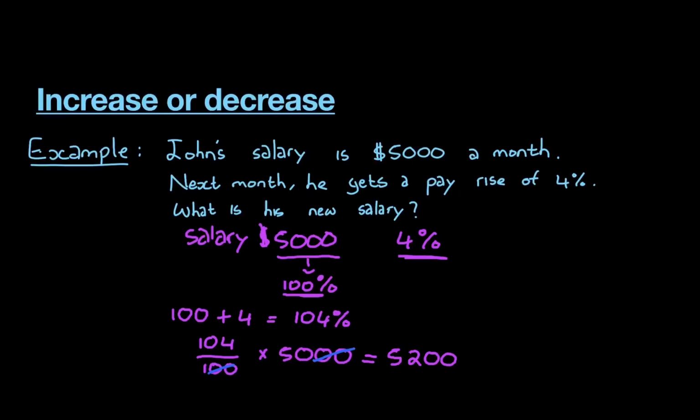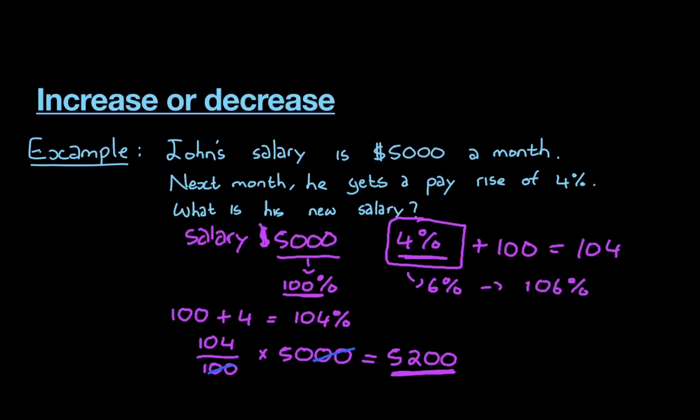5,200. Now if you notice, this is the same answer we got in the previous method. So what we did here is we simply added the increase to 100, and that gives you 104%. So if they said it was a 6% increase, we would say 106% multiplied by the original price, and that will give you the final salary that he would get.